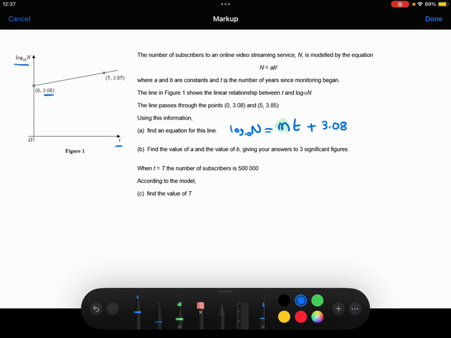I know we can find the gradient by doing the change in the y. So that's 3.85 minus 3.08 divided by the change in the x. So that's 5 minus 0. And if we do that, we get 0.154. So that's our gradient. So that's part A of this question done. We found an equation for the line.